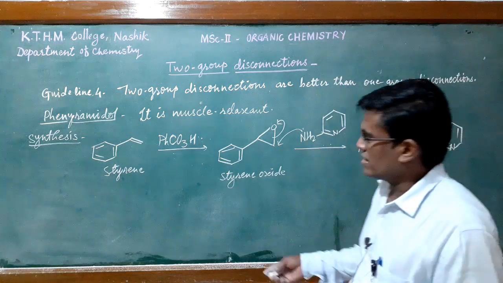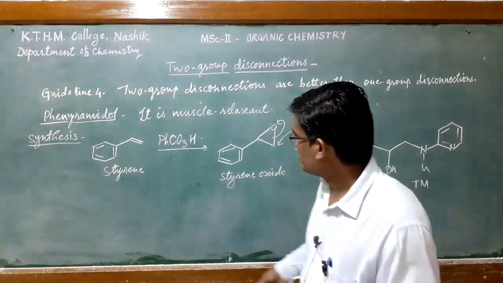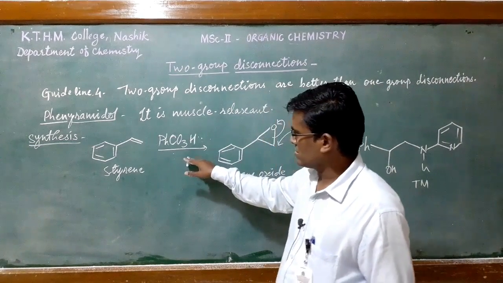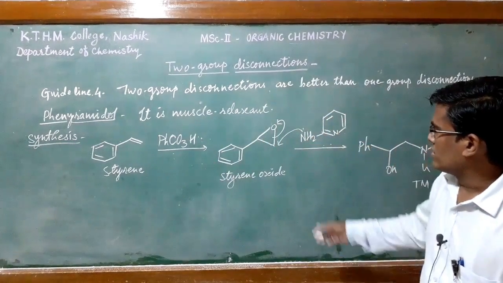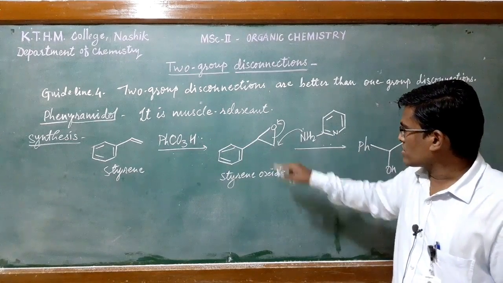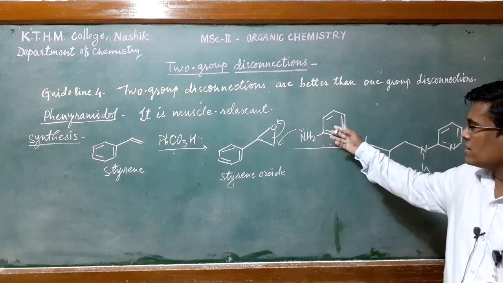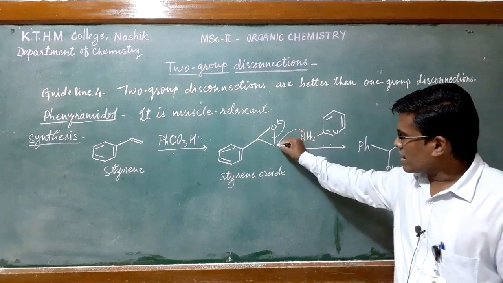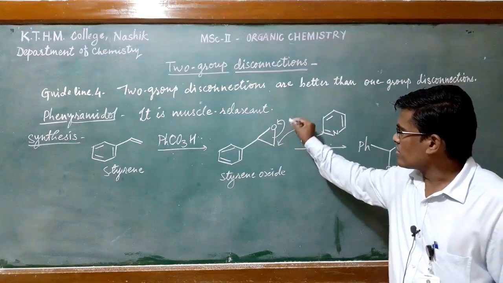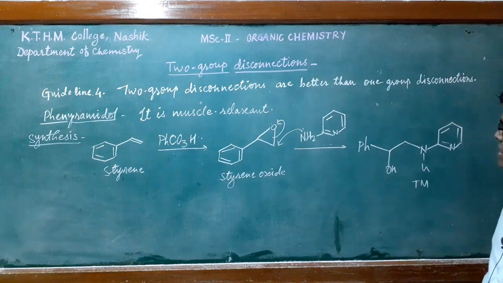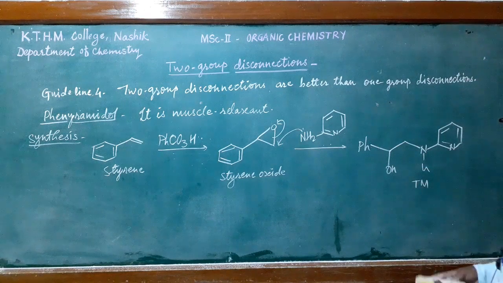So we have started with styrene. When this styrene reacts with perbenzoic acid, you will get this epoxide, and on treatment of this epoxide with 2-aminopyridine, this amino group will attack at the less hindered site, this bond will get opened, then you will get this target molecule. Okay.